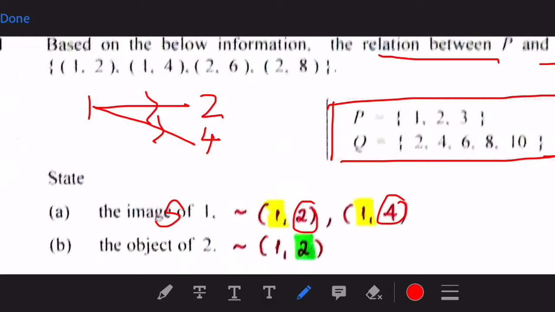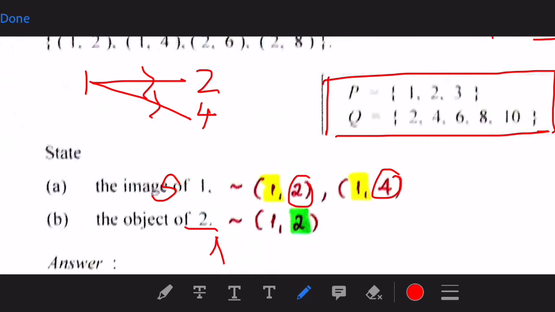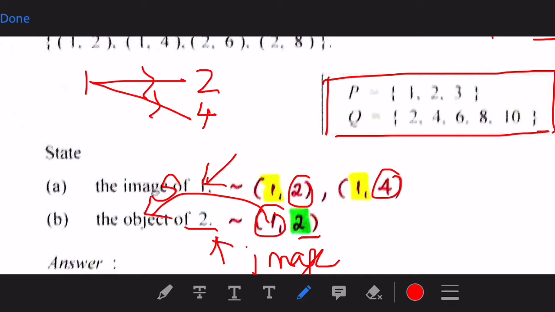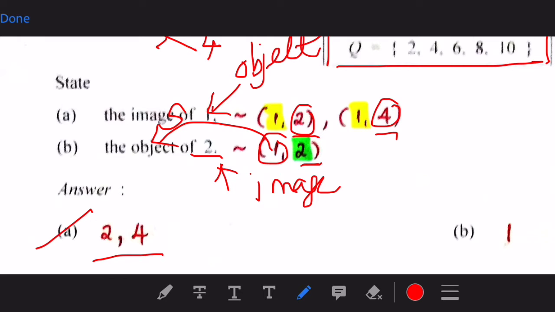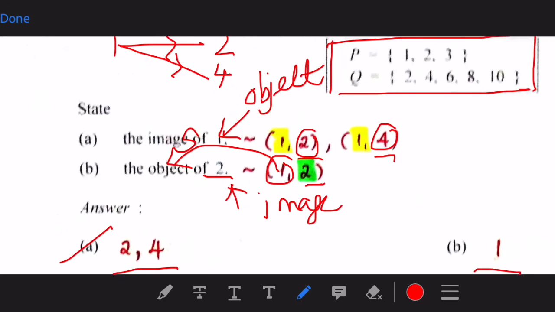And what is the object of 2? So the object of 2 means the 2 is the image. So that is how we identify it. Image is 2, so the object of 2 is 1, right? So the object of 2 is 1, and for the images of 1, this is the object. So the images of 1 are 2 and 4. Image 2, we have object 1. Alright, so this is the answer for question number 1.